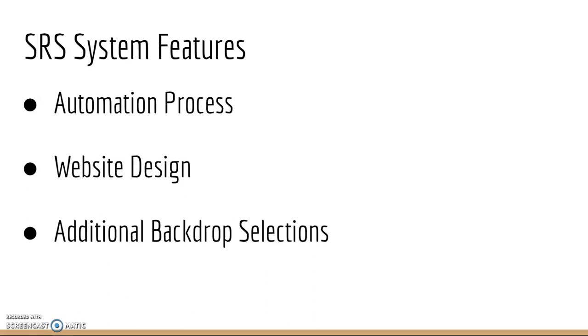The last, system feature 3, is the additional backdrop selection. This is pretty simple. Clients can rent for whatever they would like a backdrop for. And as previously mentioned, candy tables, just a photo shoot area, maybe behind the his and her tables at a wedding. Backdrops can be used for pretty much any occasion.